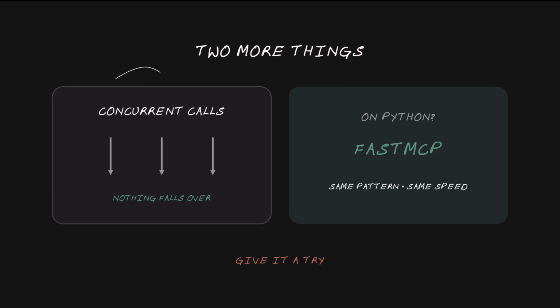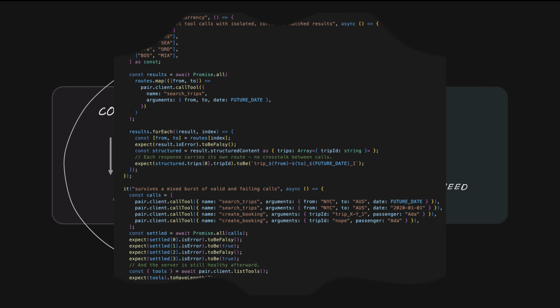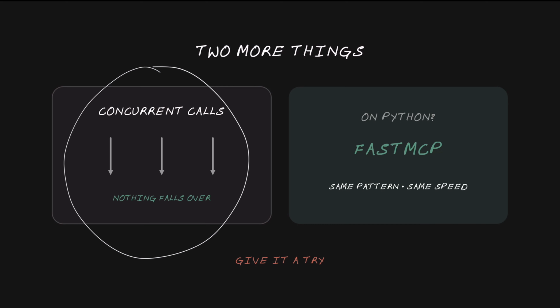And the next is check 5, concurrent calls. So here you will fire several tool calls at once and make sure nothing falls over. So for each use case, like invalid inputs, valid inputs, missing arguments, concurrent operations, and so on. And this is one of the official recommendations that you will find in the Inspector documentation. And if you're on Python, FastMCP gives you the same in-memory client pattern. So same idea, same speed. So give it a try.